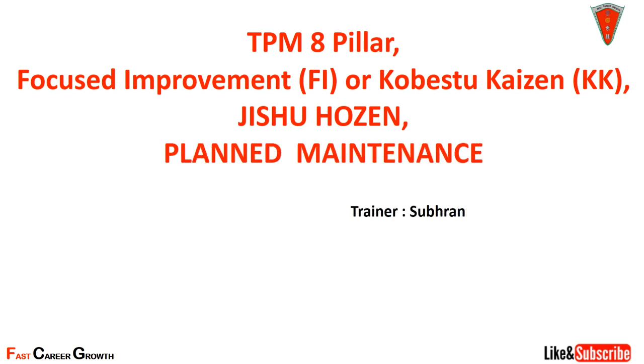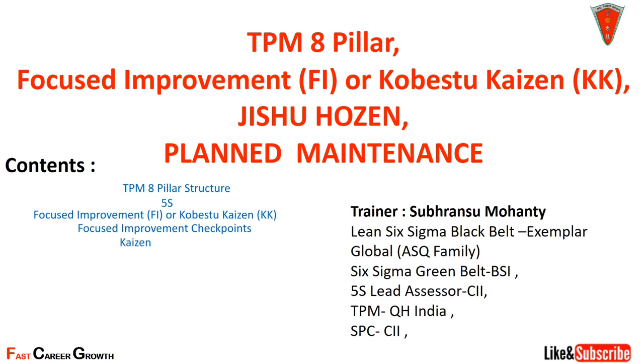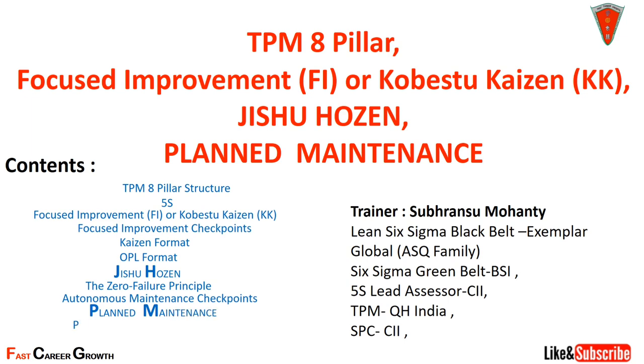The content will be TPM 8 pillar structure, 5S, focused improvement, that is FI or Kobestu Kaizen, that is KK, focused improvement checkpoints, Kaizen format, OPL format, how to make an OPL or how to make a Kaizen, JISHU HOZEN, that is autonomous maintenance, the zero failure principle, autonomous maintenance checkpoints, planned maintenance checkpoints, and 8 steps approach to zero breakdown.